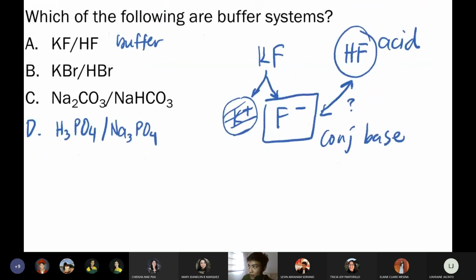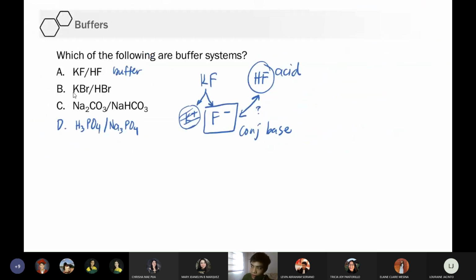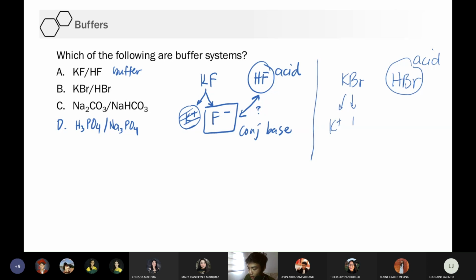Let's have letter B. For letter B, we have potassium bromide and HBr. Obviously, yung HBr, ito na yung acid natin. How about KBr? You split that into ions. No? So, meron tayong K plus and Br minus. Disregard your metal, focus on the anion. Are the two related?